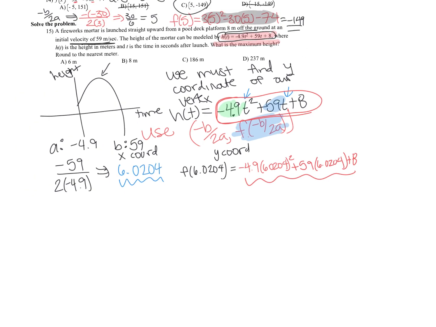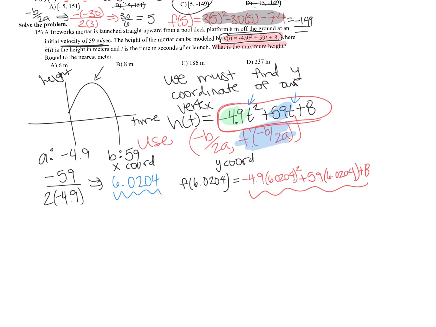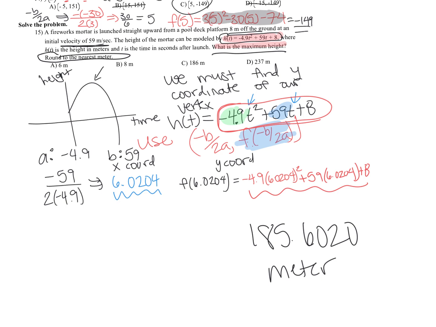All right, so when I worked that out in my calculator, I ended up with 185.6020, and so on. And this is talking about meters, and it is asking us to round to the nearest meter. So this would round to approximately 186 meters, which there is no answer choice that's even close to that. So hopefully you don't get too worked up on the rounding. All right, we just have 2 more. This test is not as long as the other test because it covers less material.